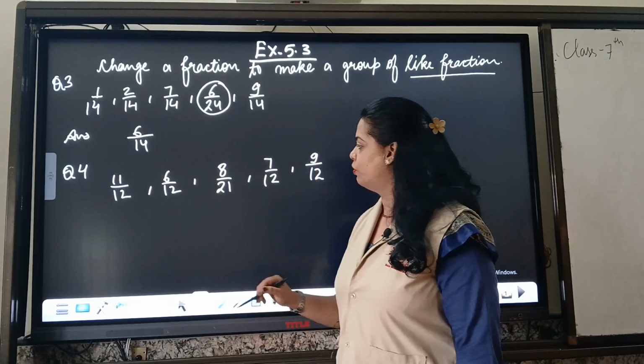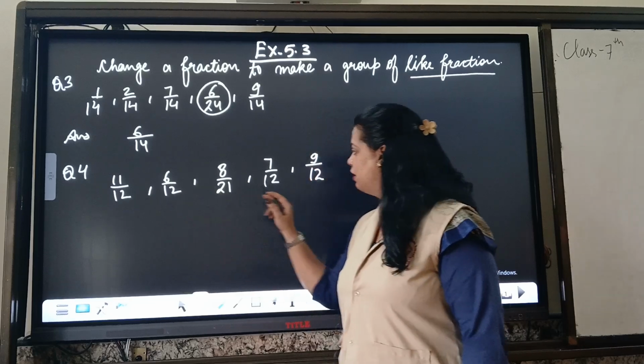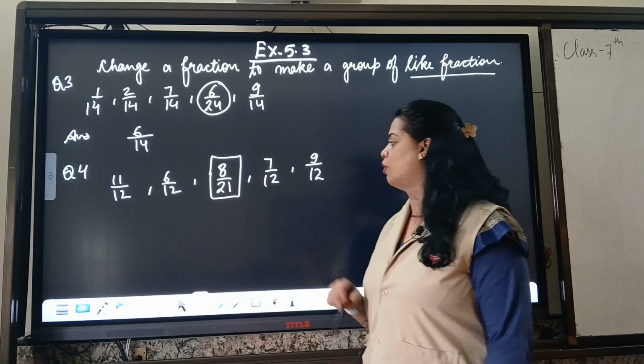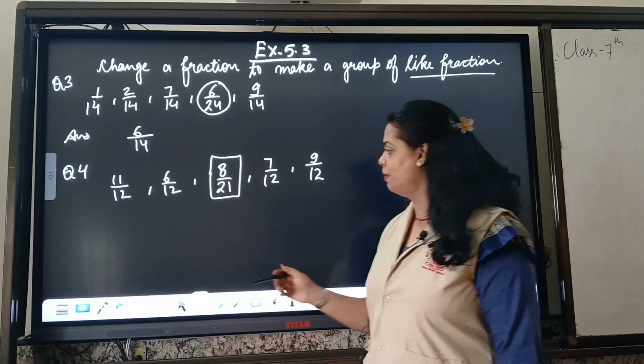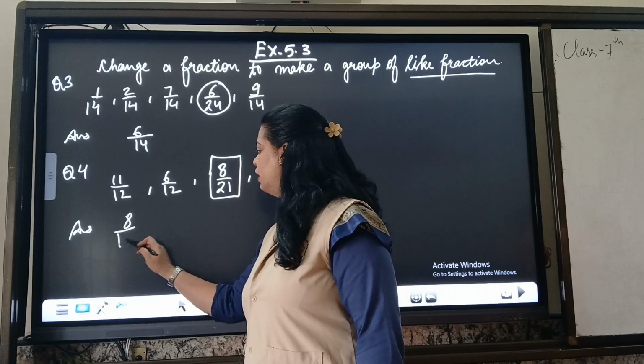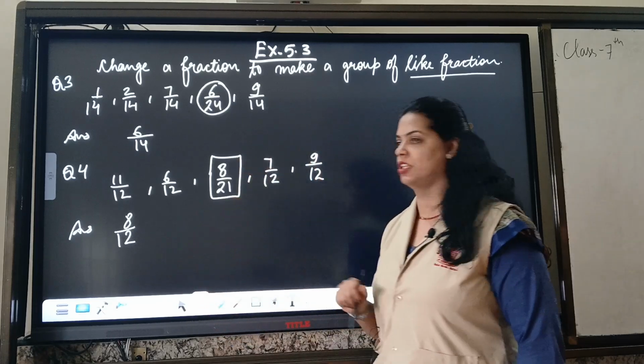Now in question number 4 you can see 12, 12, 12, 12, but this number has a different denominator. So we will change its denominator. It will look like 8 upon 12. Now it will be considered a like fraction.